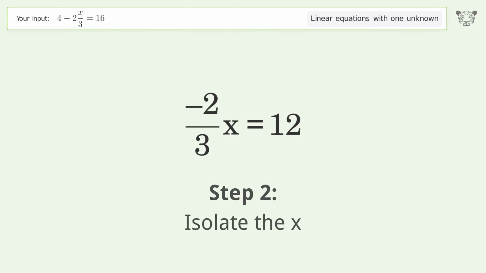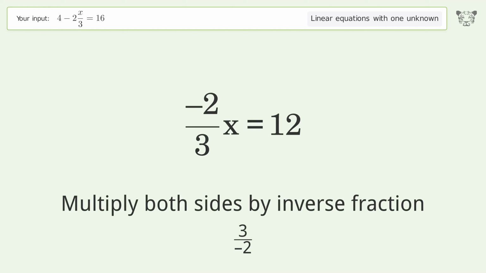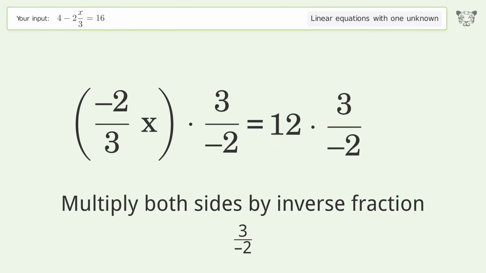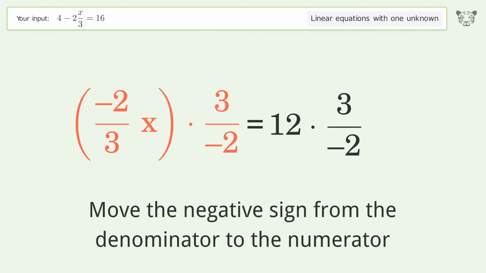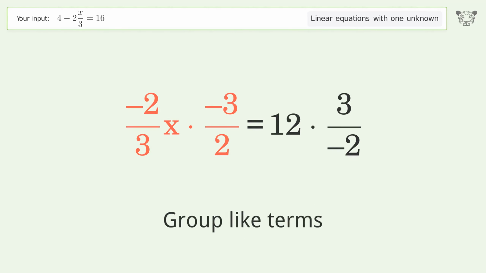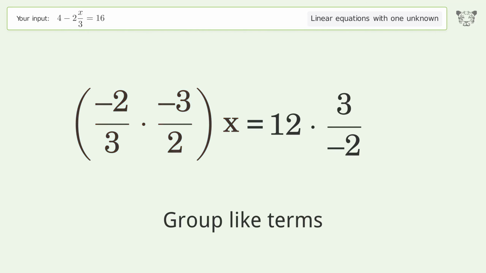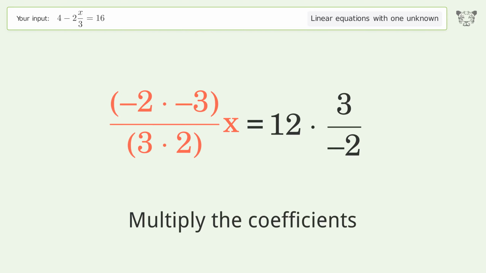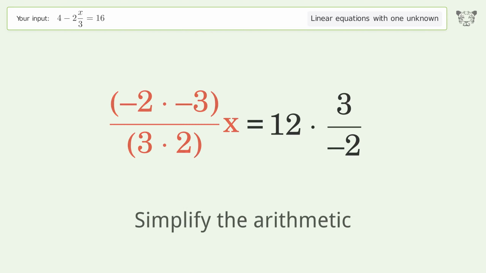Isolate the x. Multiply both sides by inverse fraction 3 over -2. Move the negative sign from the denominator to the numerator. Group like terms. Multiply the coefficients. Simplify the arithmetic.